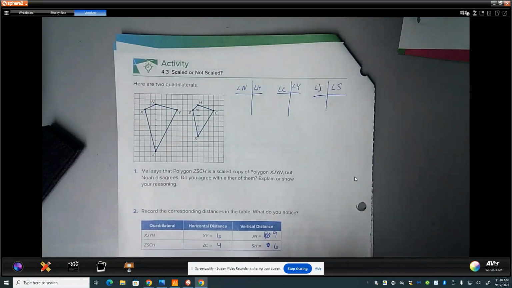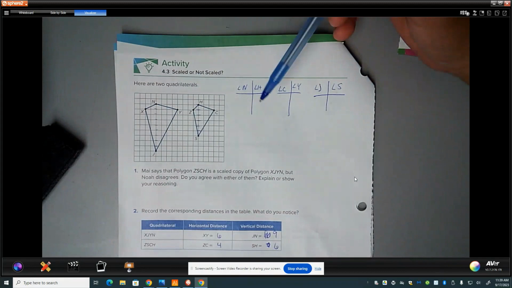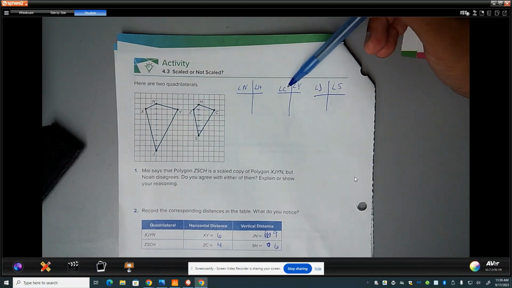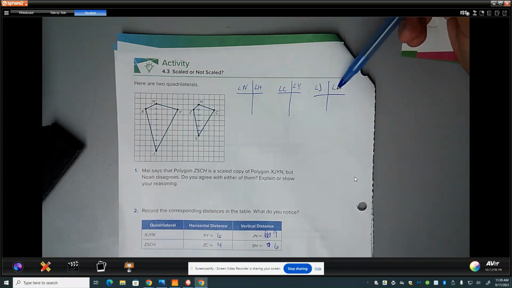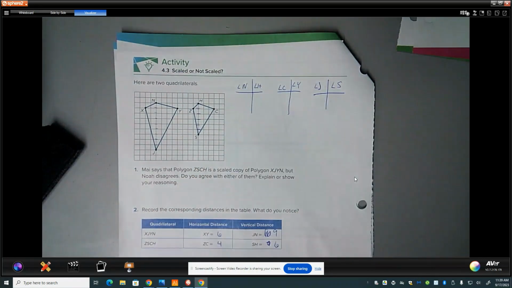Now keep in mind that it doesn't matter which angles you use or the order, all that matters is that you're using corresponding angles. So knowing what I know, these corresponding angles must have the same measure. These ones also must have the same measure, and since these are corresponding, they should also have the same measure as well. Now what I'm going to start with is finding the measure of angle N.